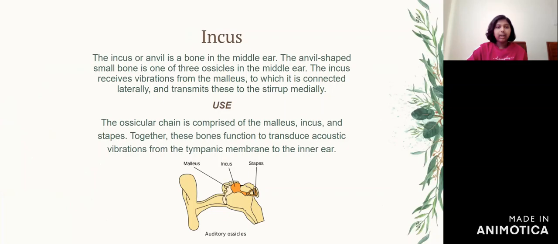Incus. The incus or anvil is a bone in the middle ear. The anvil-shaped small bone is one of the three ossicles in the middle ear. The incus receives vibration from the malleus, to which it is connected laterally, and transmits these to the stirrup medially. The use of incus. The ossicular chain is comprised of the malleus, incus, and stapes. Together, these bones function to transduce acoustic vibrations from the tympanic membrane to the inner ear.